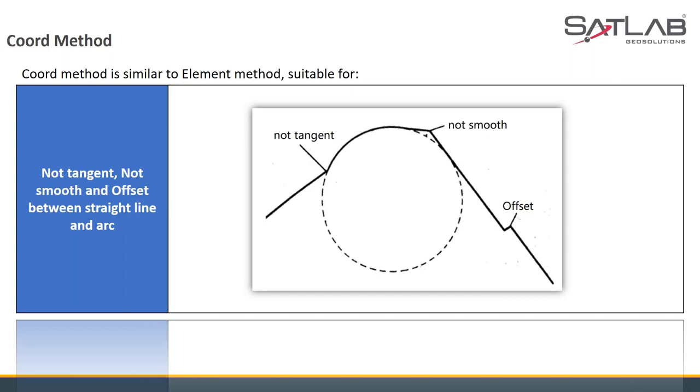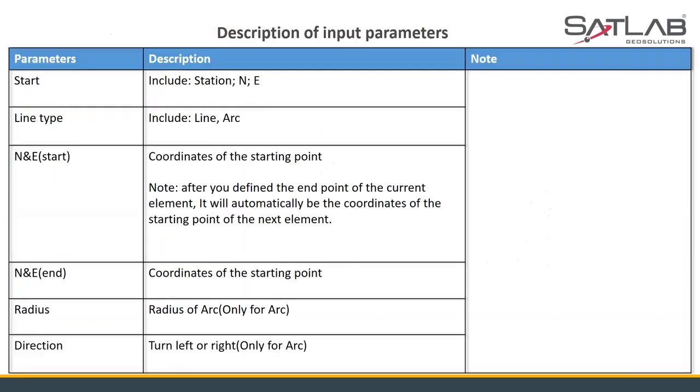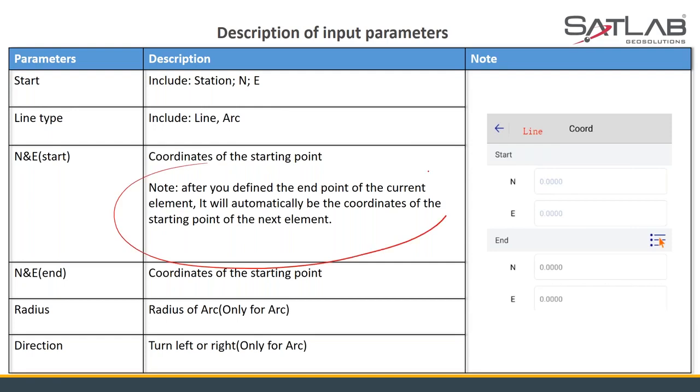See over here, it's the same thing that I did in the previous one. I'm just saving the alignment, it's done. And after that comes the coordinate method. The coordinate method is similar to the element method, but here we are just using the coordinates. That's it. We are using the northing and easting. We're not using the spiral in or the spiral out. This particular method is rarely used because there are no smooth curves and all.